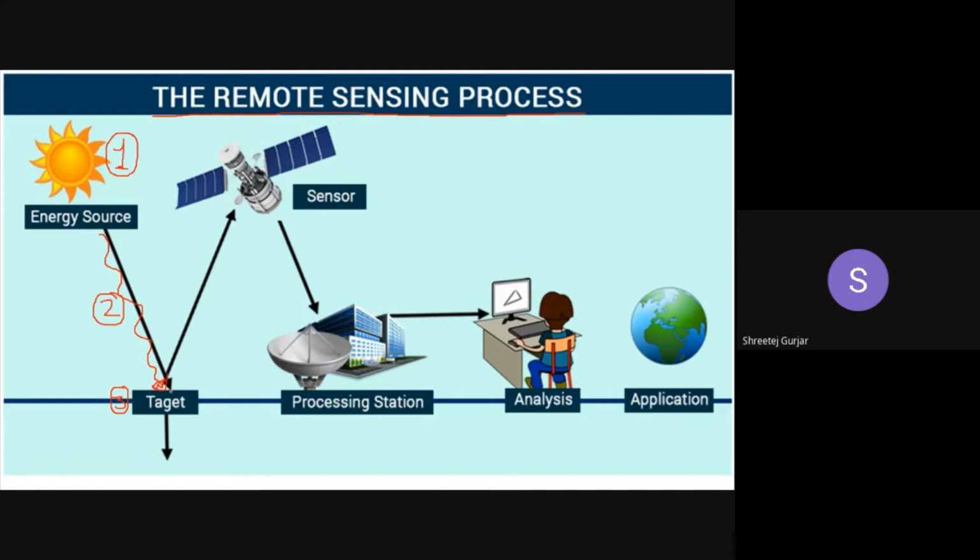Some of the energy that is reaching the target is absorbed by the target itself. Some of the energy that is radiating is absorbed by the atmosphere in the second step. Atmospheric absorption occurs, right? Then there is scattering also, if there are any clouds, because of pollution and many other aspects. The radiation which is coming may also get scattered. So that is called atmospheric scattering. Okay, atmospheric absorption, atmospheric scattering.